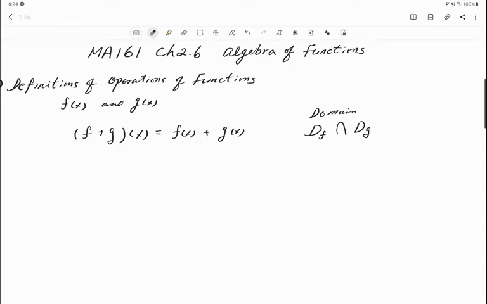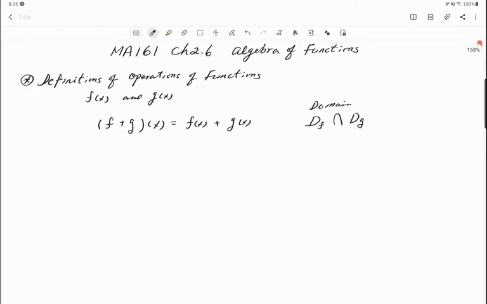If both of them have all real numbers as their domain, then it's okay. The intersection of all real numbers and all real numbers is all real numbers. But if one of the functions has a domain that is not all real numbers, then it has to be the intersection. The intersection of the two domains will always be the domain of the sum of these functions. So this one indicates the sum, addition.